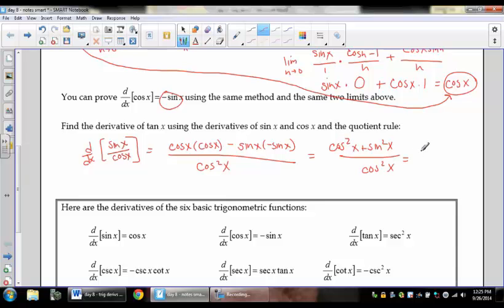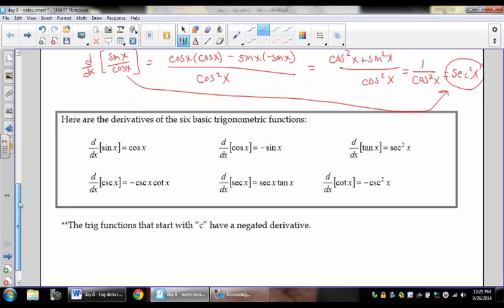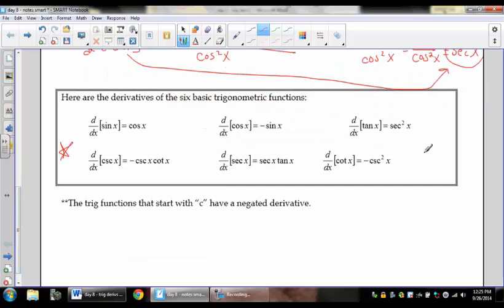Well, cosine squared plus sine squared is 1, and 1 divided by cosine squared x can be rewritten as secant squared x. So the derivative of tangent is secant squared. And now for the moment you've all been waiting for, memorize this and your lives are complete.